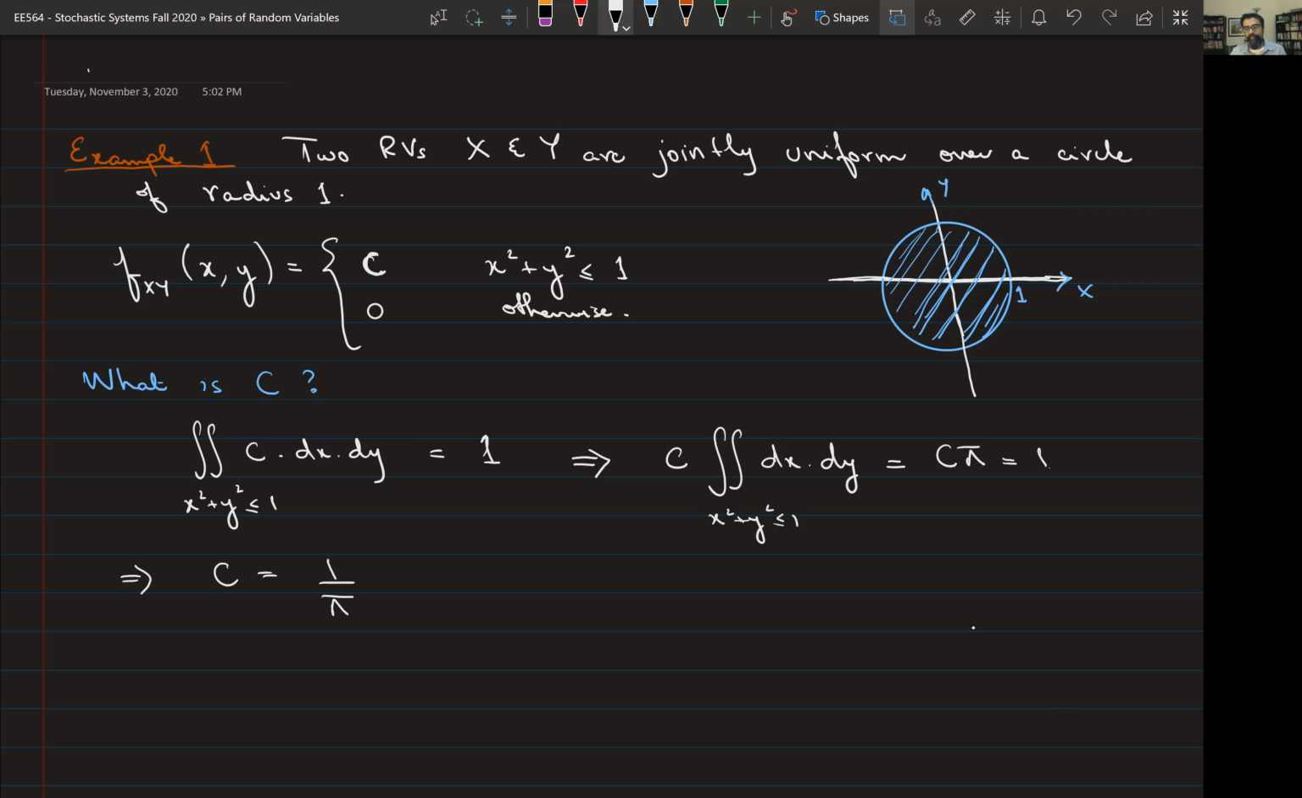Where the uniform distribution in a single dimension had a height of 1 upon the length of the interval, in this case it's going to be 1 upon the area of the region. That would ensure that the volume is equal to 1. Okay, so that was the easy part. What about the marginal PDFs?